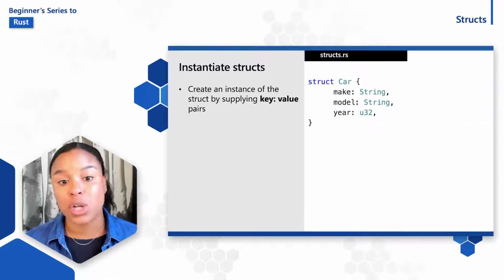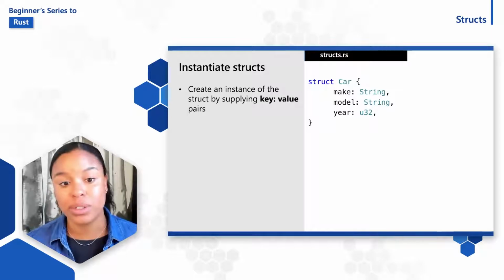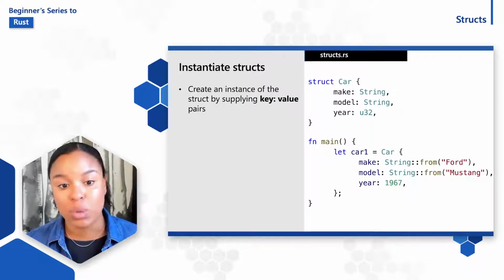And then to use the struct after we've defined it, we create an instance of the struct by supplying the key-value pairs, where keys are the names of the fields and values are the data that we store in those fields. So to instantiate the car struct, we could do the following. Inside of the main function, we'll go ahead and declare a new variable called car1 by saying let car1, and that is going to be equal to the Car struct. So then inside of that, we can specify the attributes about the car like this. We define a specific make, which is a String with Ford as the value. We define a model, which is also a String with Mustang as the value.